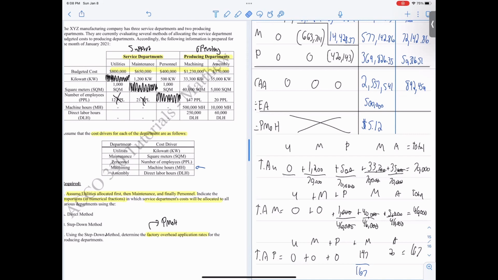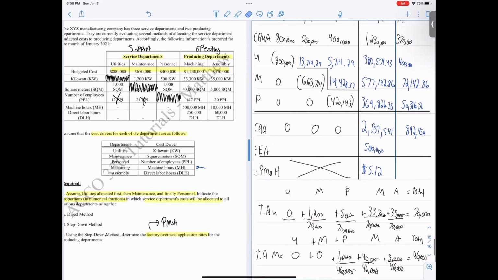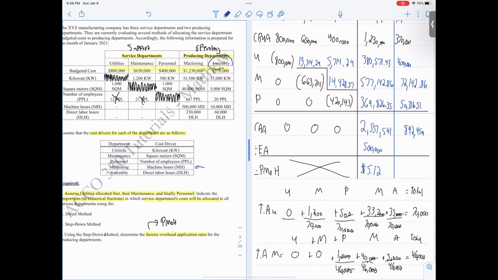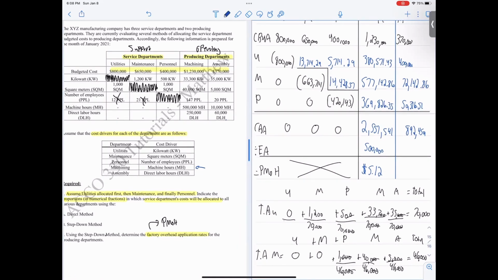Now for the next one, for assembly, our cost after allocation is 892,459. And now the assembly department, guys, is based on direct labor hours. So how many direct labor hours does the assembly department use? They use 60,000 hours. So 892,459 divided by 60,000 gives us a predetermined rate of $14.87 per hour. So for every 1 hour these employees work, we apply 14.87 in overhead, and that is the predetermined rate, guys.